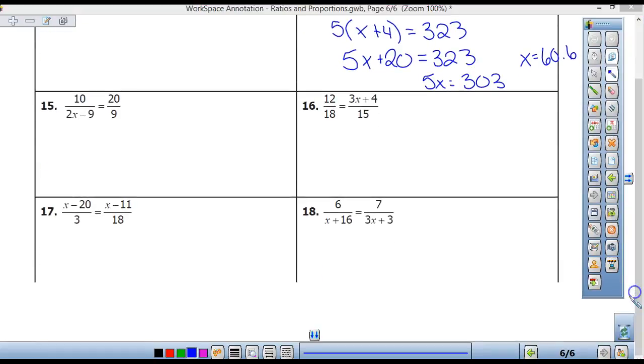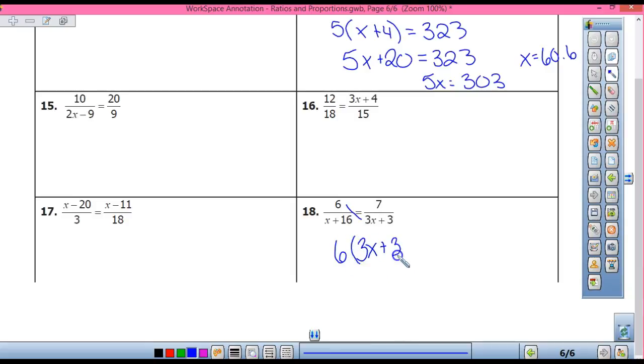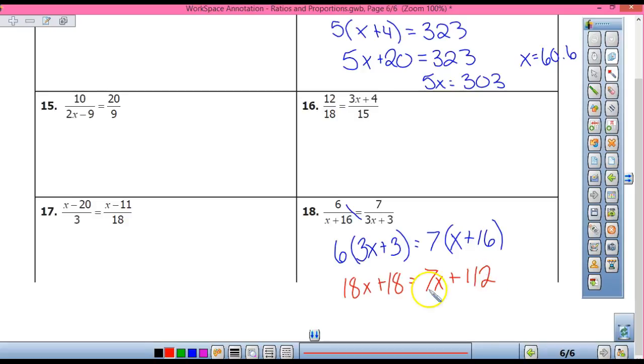One more and then I'll let you work. Let's look at 18. If I cross here, I have 6 times what? 3x plus 3 equals 7 times x plus 16. So now I have a bunch of distributing to do. So I get 18x plus 18 equals 7x plus, okay, so subtract our 7x.